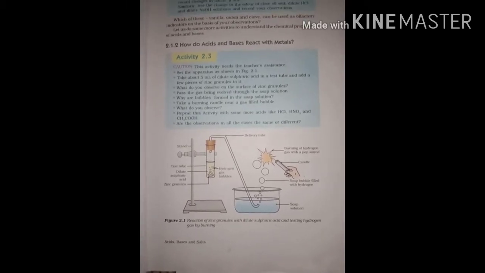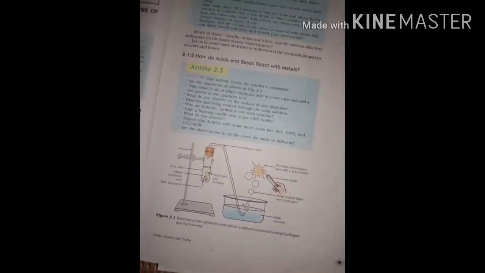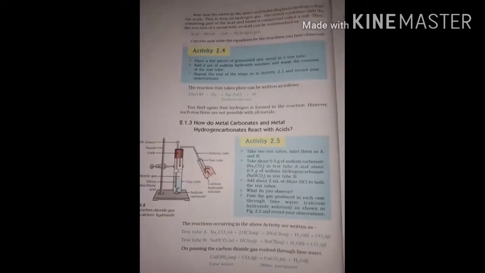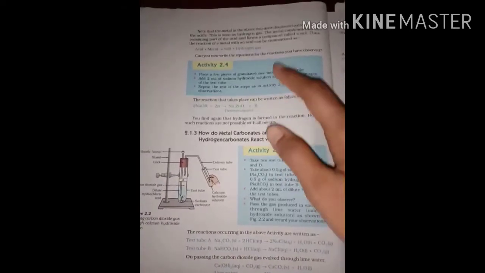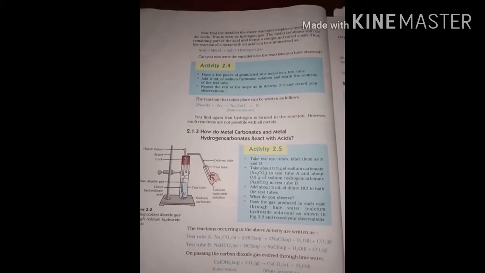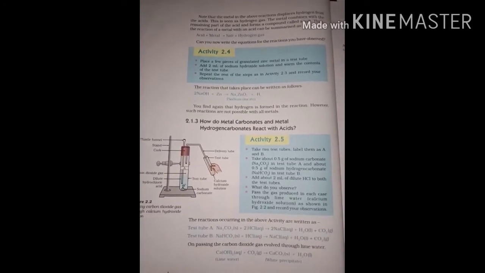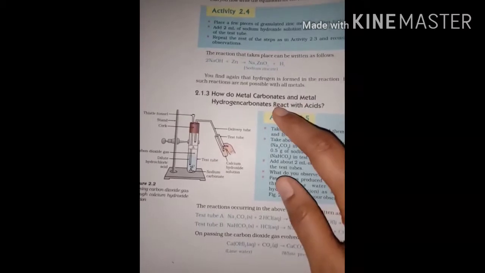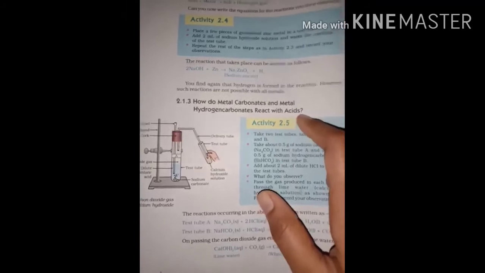Then when you draw the diagram, use a pencil and scale, draw it neatly, then label the parts. You have to label the parts using the pen. Then they have given all these chemical equations that you have to write. You have to write the chemical equations properly. If there is any mistake, you will lose the marks. Then, how do metal carbonates and hydrogen carbonates react with acids?